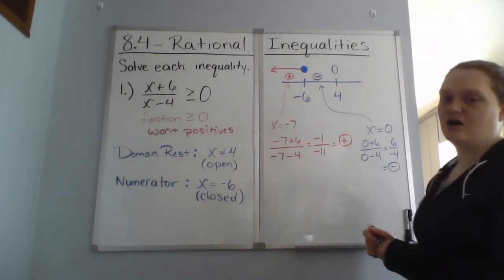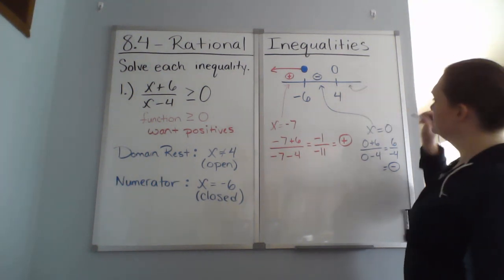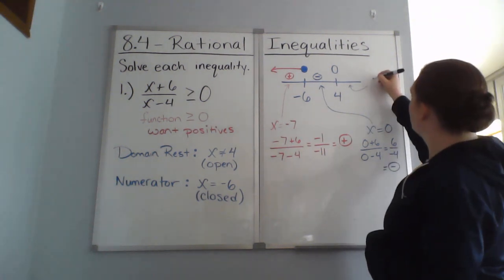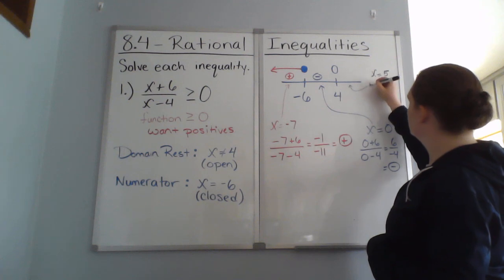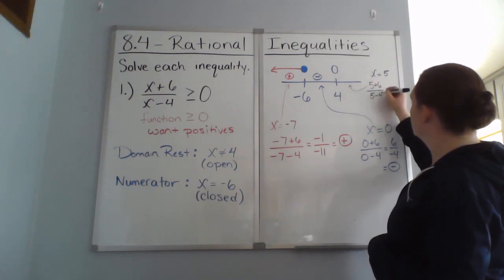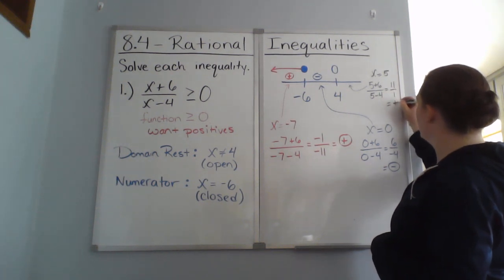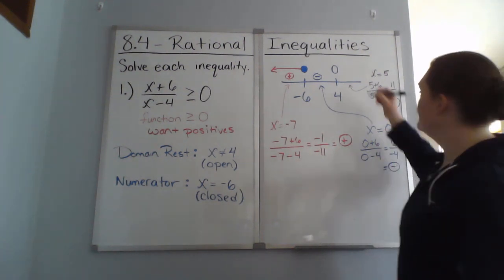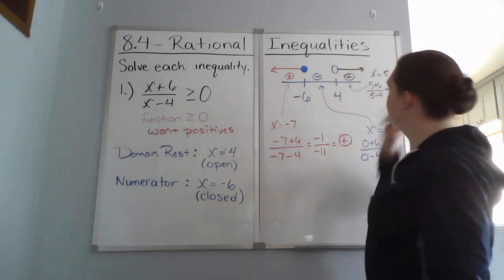Okay, one more. We need to test on the right, so I need to test a number bigger than 4. I'm just going to use 5. I'm going to try x equals 5 and see if that works. So I do 5 plus 6 over 5 minus 4. That's 11 over 1, which is a positive value. Again, we want positive, so we're going to keep that. Positive works, so we draw everything over there.